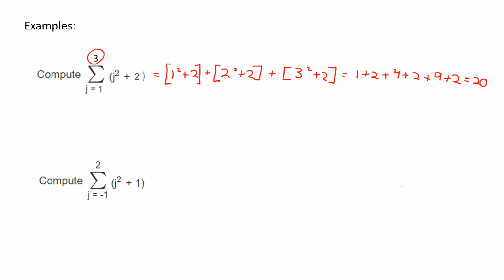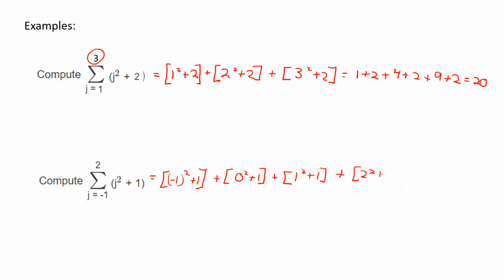Okay, so that's how we would get that first answer. Now this second one, we're starting with a -1 for J. So the first one is going to be (-1) squared plus 1. Plus, and now it goes up by 1, so now we have 0 squared plus 1. And then plus, now it goes up to 1, 1 squared plus 1. And then up to 2.